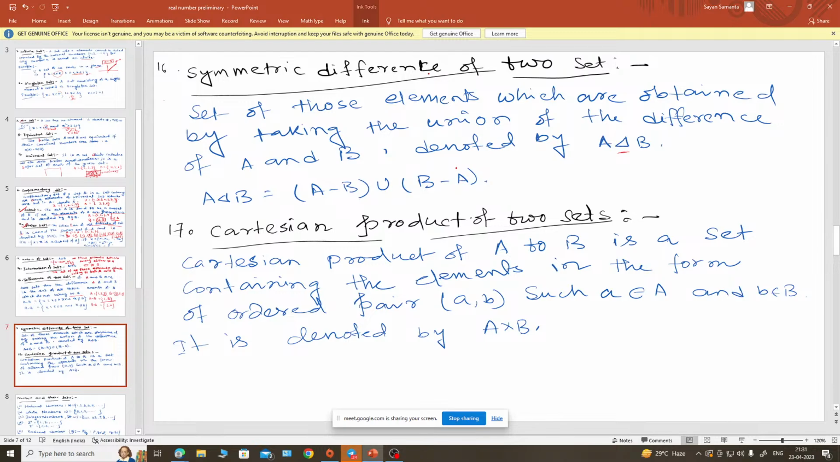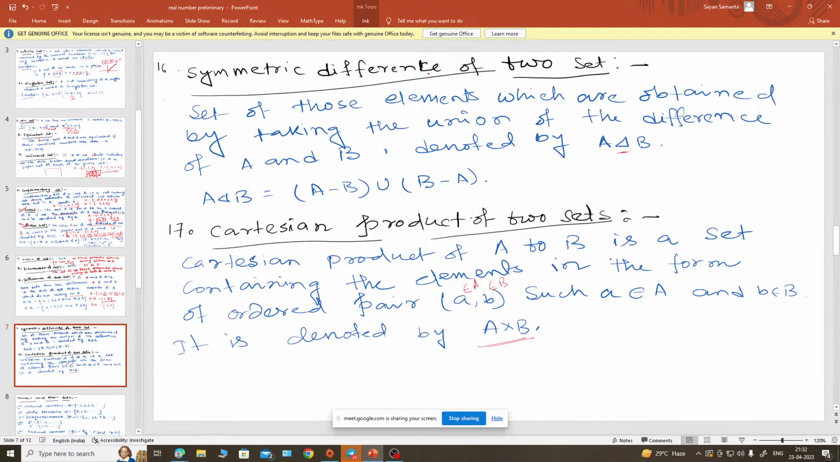Cartesian product of two sets. So what is the Cartesian product of two sets? The Cartesian product of A and B is a set containing the elements in the form of ordered pairs (a, b), such that the first a belongs to A and the second b belongs to B, and it is denoted by A cross B. That is the Cartesian product of two sets. Is it clear to everyone?